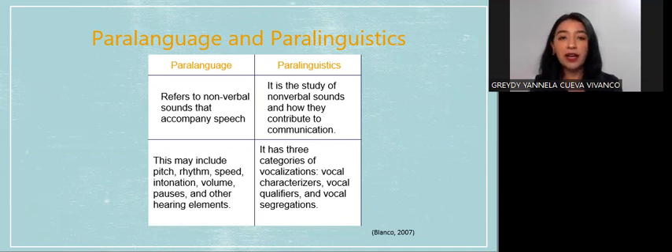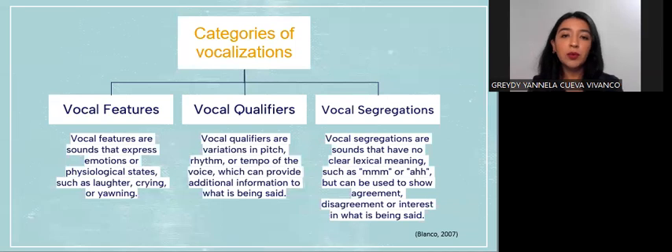On the other hand, paralinguistics is the study of nonverbal sounds and how they contribute to communication. It has three categories of vocalizations: vocal features, vocal qualifiers, and vocal segregates. Now we will analyze these categories.